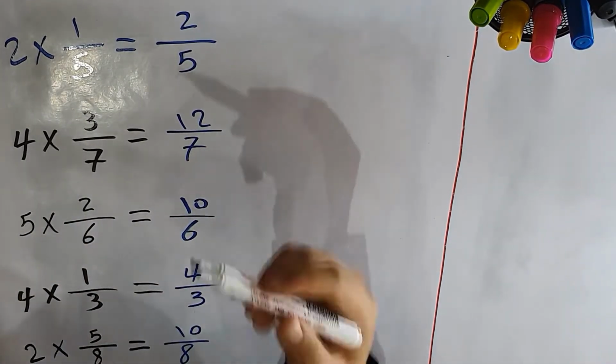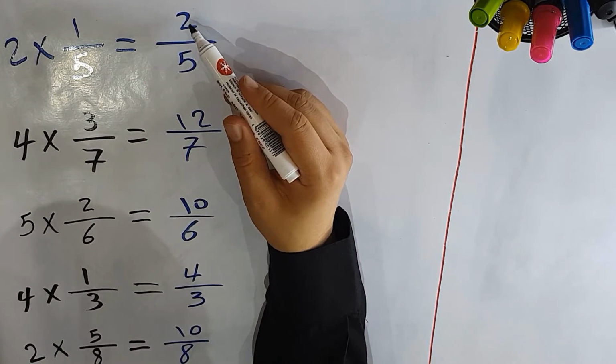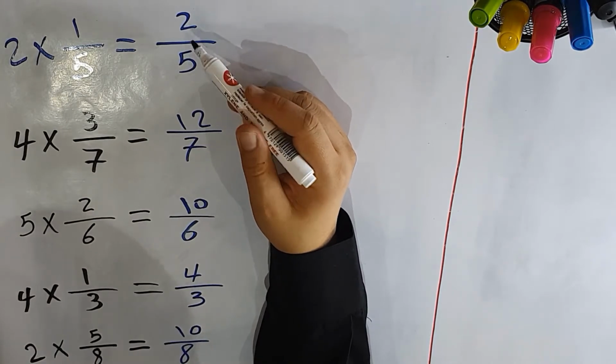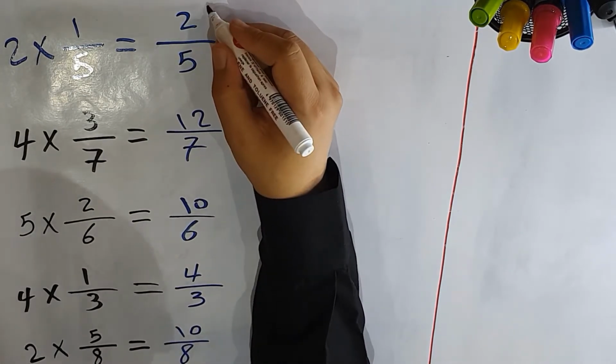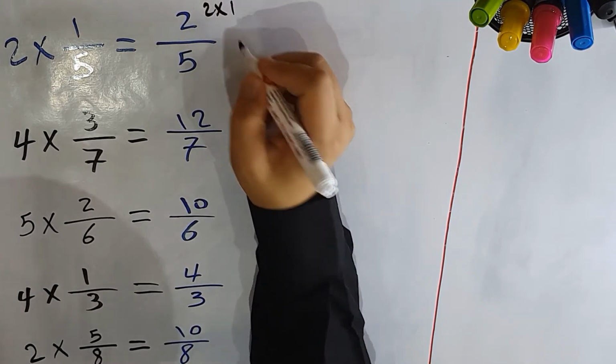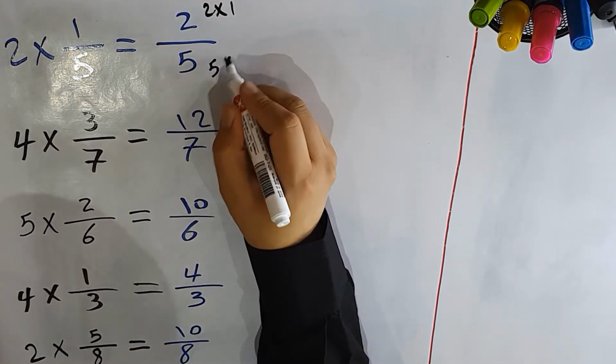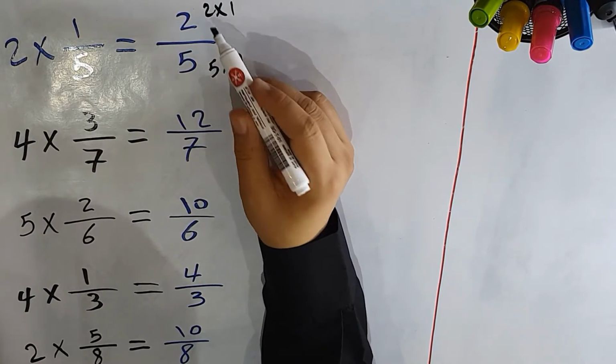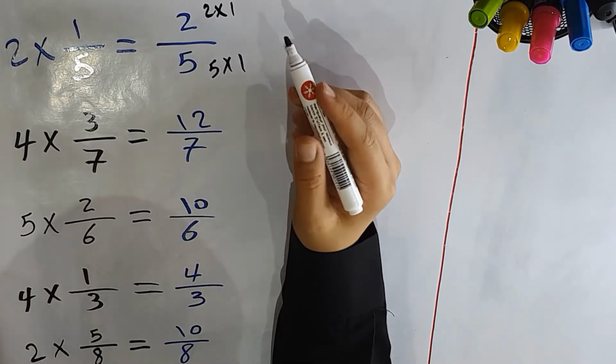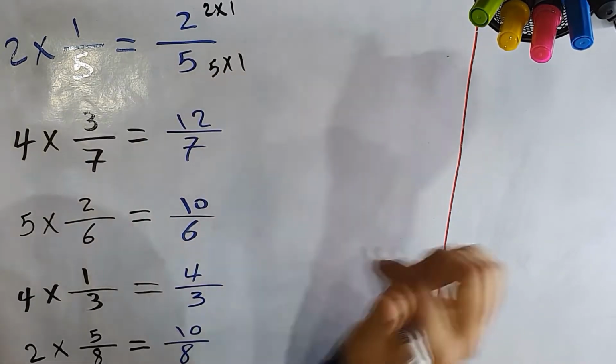Okay, how do we simplify? We expand each number. Like 2, we can write 2 as 2 times 1, okay? And 5 is 5 times 1. Any common number up with down except 1? No. Then no simplify.